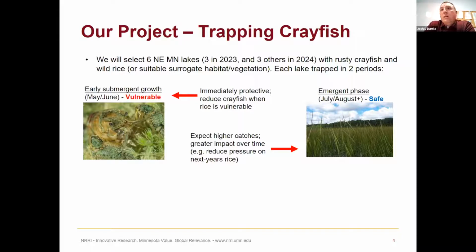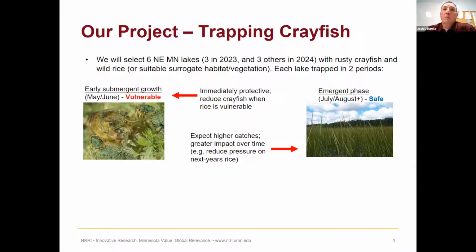And then again, we're going to come back to the same lakes and trap again in July or August in this emergent phase. Now, based on published literature, we expect a lot higher catches at this time. Rice isn't directly grazed upon by rusty crayfish at this time, but we're going to get greater catches. And we want to see if this has any potential of reducing pressure on next year's wild rice growth.